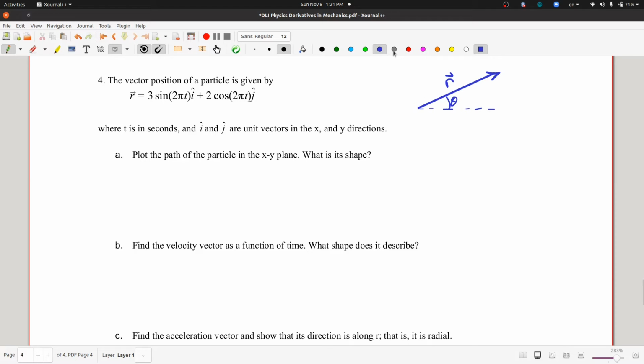But we can alternatively break this into an x component, r sub x, and a y component, r sub y. So here we've done so. We do this by multiplying by a unit vector, which is a vector of unit length. In the x direction, that's length 1, and a vector of unit length in the y direction is also length 1. So here we see that the x component varies like 3 times the sine of 2 pi times the time. 2 times cosine of 2 pi t is the y component.